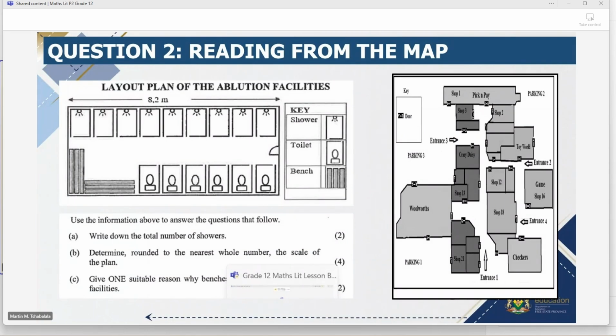Determine, rounding to the nearest whole number, the scale of the plan. You've got the distance there. You have been given the distance that you have. You might be given also the scale and all the stuff. Then you calculate.